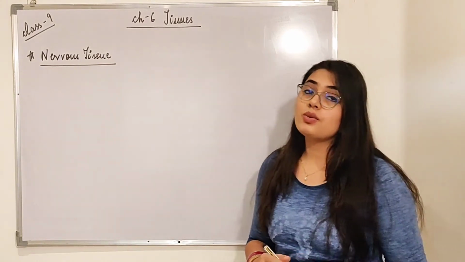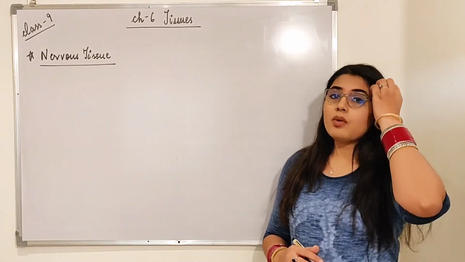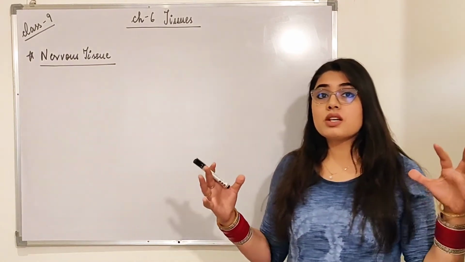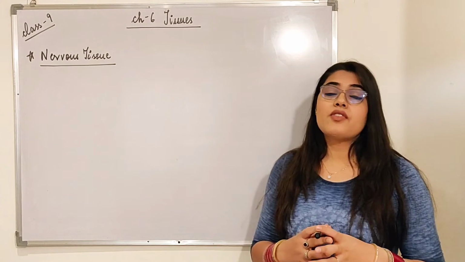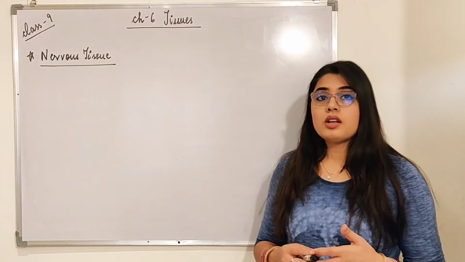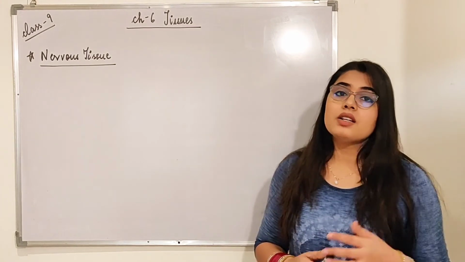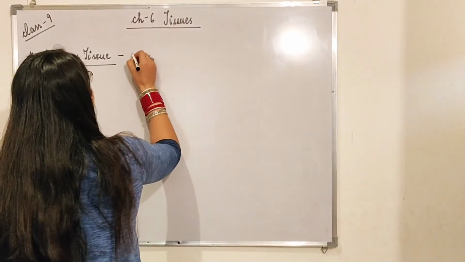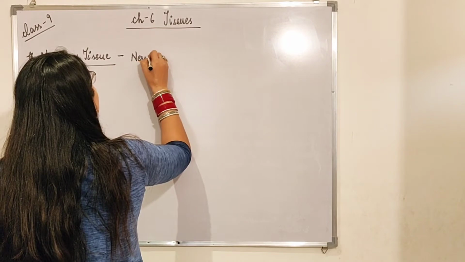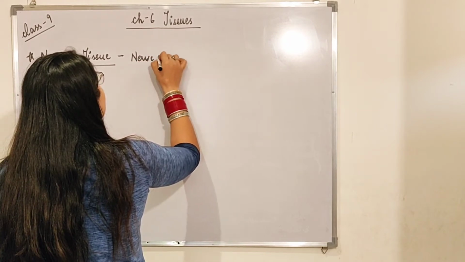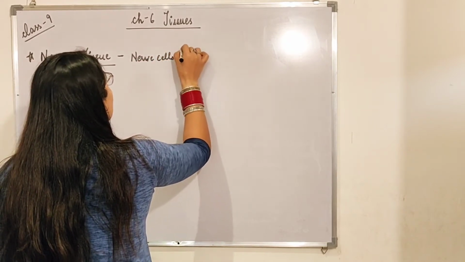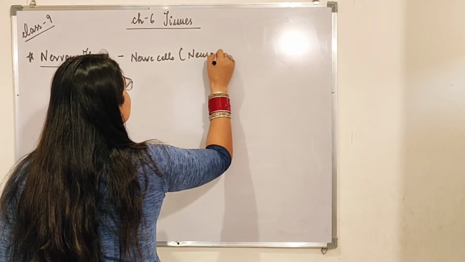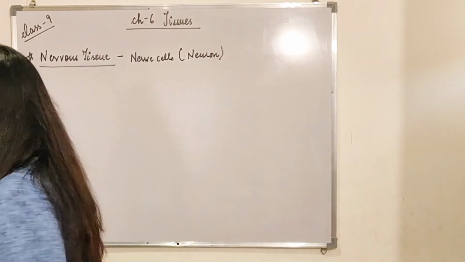Now nervous tissue is basically what? It is made up of nerve cells. As you all know, tissue is a combination of cells performing similar function, right? They have similar function and structure. So nervous tissue has nerve cells, also known as neurons.